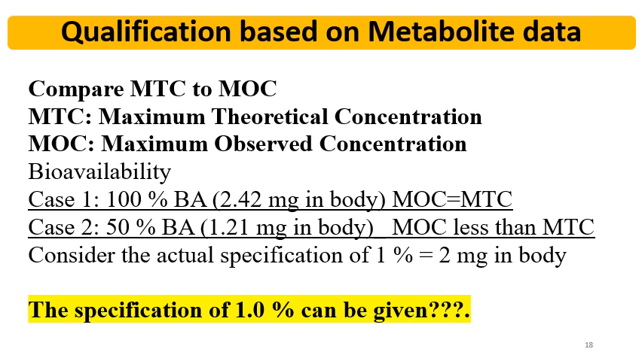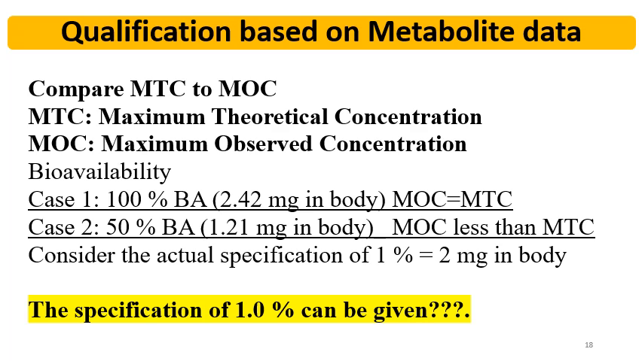Now case 2, if I consider a 50% bioavailability, then 2.42 mg in the body will become 1.21 mg in the body. And now the maximum observed concentration is less than the maximum theoretical concentration. Now see here, the MOC is less than the MTC. Consider the actual specification of 1%. It is 2 mg in the body. And now if you have case 2 of 50% bioavailability, then can you give the specification of 1%?